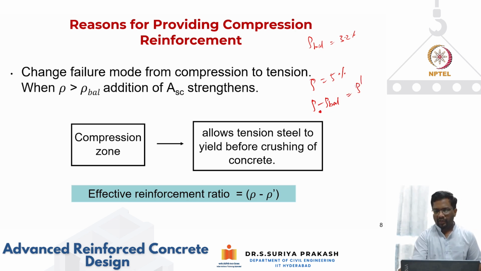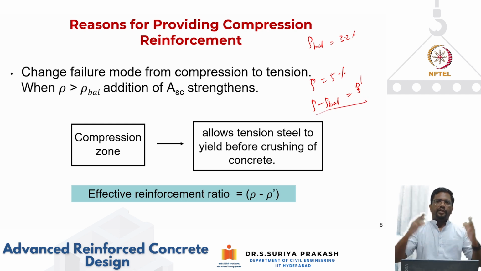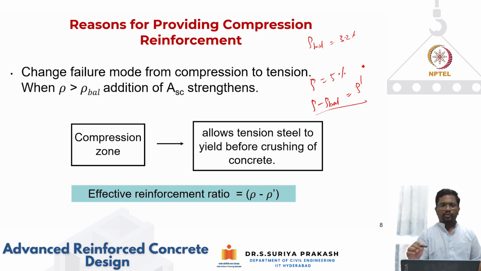If you do that, then what you have done is artificially you have increased your rho balanced. In other words, if I'm able to put rho prime, then I can keep on increasing my tension steel and I'll get more moment resistance to meet my demand. Okay, so this is the effect. So when you put compression steel, your effective reinforcement ratio at the tension becomes rho minus rho prime. So this is the value. Now it has to be less than rho balanced.